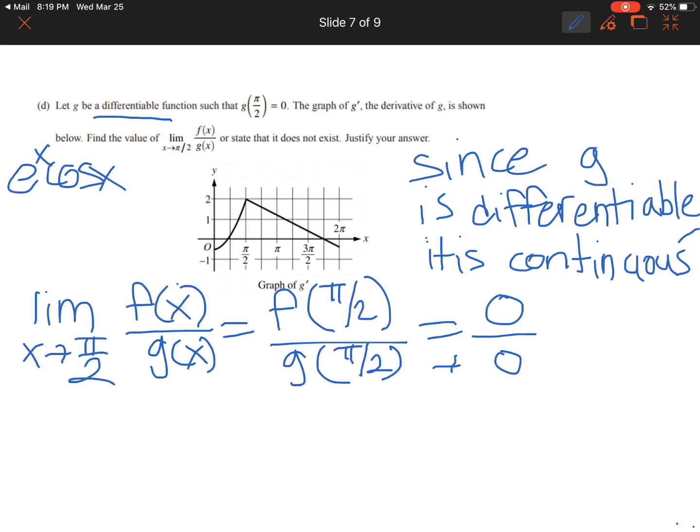Well, this limit is 0 divided by 0. However, that is an indeterminate form, so we can use L'Hopital's rule. First, we obviously have to justify our usage of L'Hopital's rule. So let's do that now. Before I do that, I want to state that we need to know the values of f prime of pi over 2 and g prime of pi over 2. Since I'm not going to come back to the screen, I'm just going to show you that the value of g prime of pi over 2 is 2. So we'll keep that in mind, according to this graph.